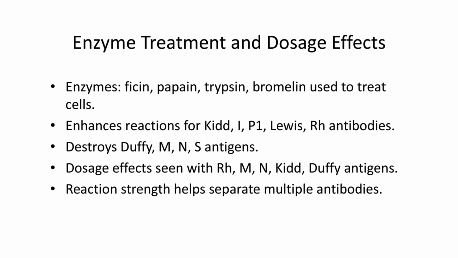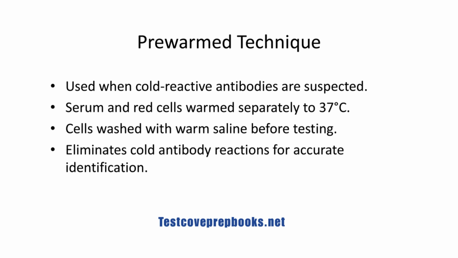Prewarmed technique. When cold-reactive antibodies are suspected but clinically insignificant antibodies have been ruled out, the prewarmed technique can be used. Warm the serum and red cells separately to 37 degrees Celsius before mixing. Wash the cells with warm saline prior to further testing, including cross-matching and panel analysis. This technique helps eliminate reactions caused by cold antibodies and improves the accuracy of antibody identification.